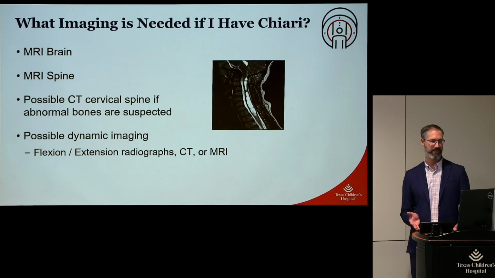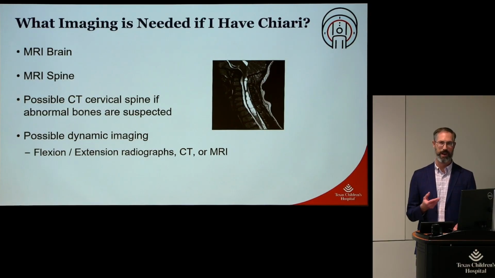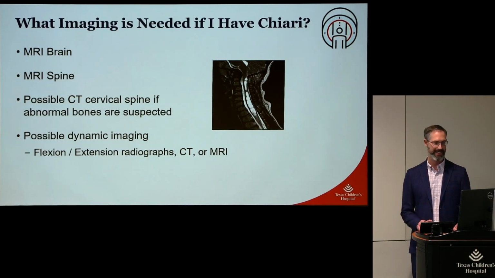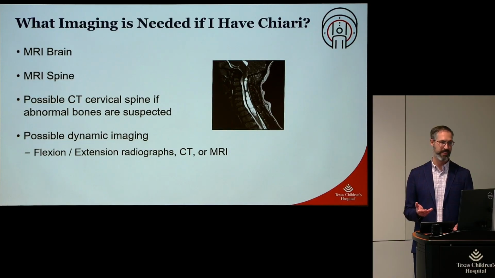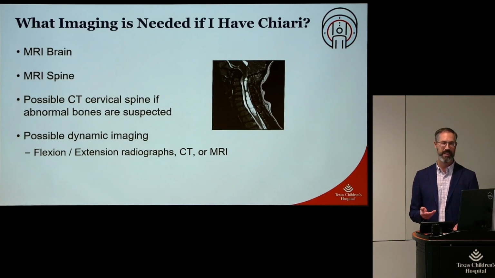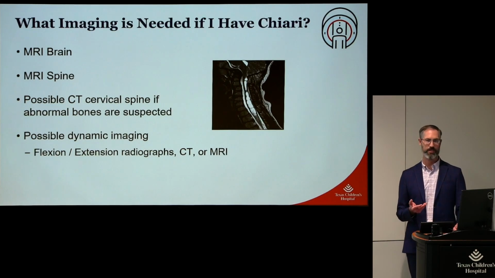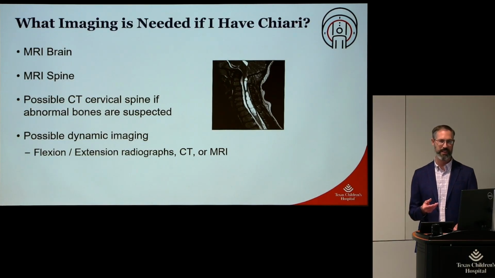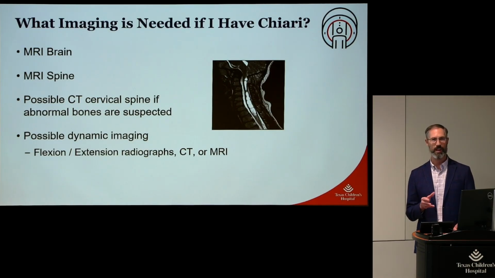So what imaging is needed if I do have Chiari? Well, we typically will order an MRI of the brain, looking for hydrocephalus, a tumor, another mass. We'll look at the spine, MRI of the entire spine, looking for Syringomyelia, potentially tethered cord or some other structure that might be abnormal. And then we'll possibly get a CT of the cervical spine if we believe that some of the bones in the neck are abnormal, and possibly dynamic imaging, which means some sort of image where you move your neck forward and backwards. We call it flexion and extension, to see if the bones are moving abnormally.